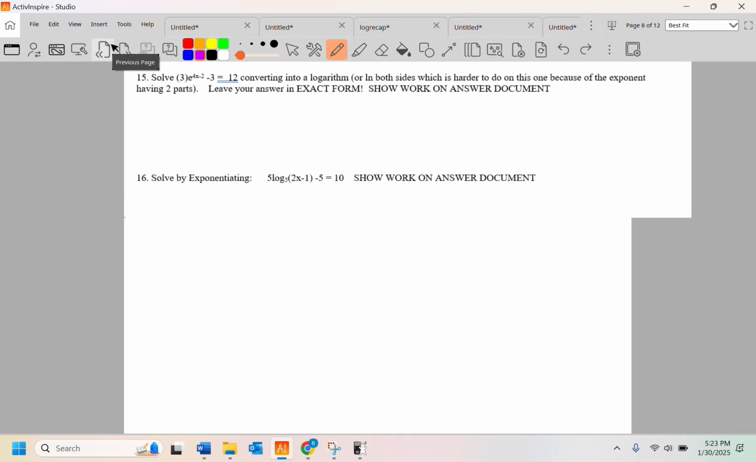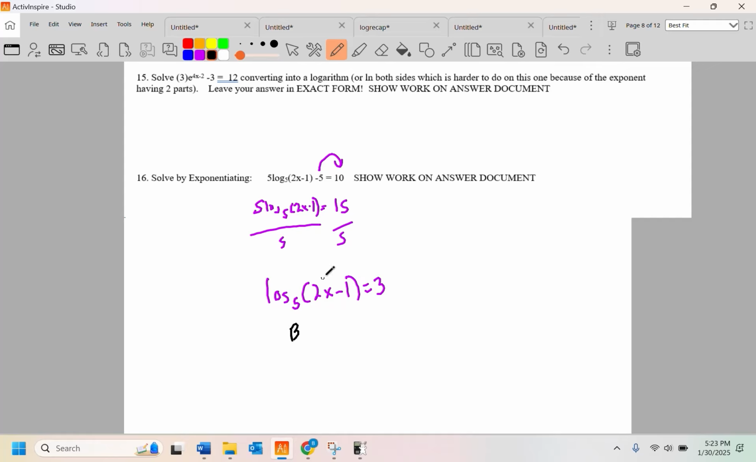Moving backwards, I'm on 16 now. You're supposed to solve by exponentiating, and you have to show your work. You have been trained for the last 6 months to do the easy stuff first, so 10 plus 5 is 15. Now we're going to divide that 5 out. So a log base 5 argument 2x minus 1 is equal to a 3. And now you're going to do the process of exponentiating.